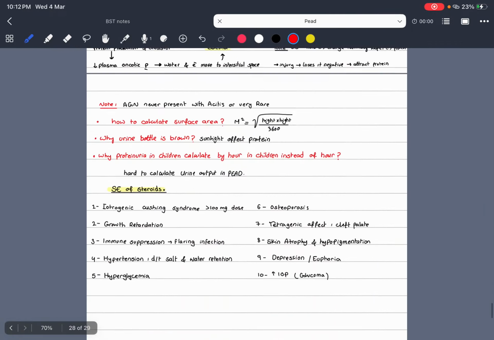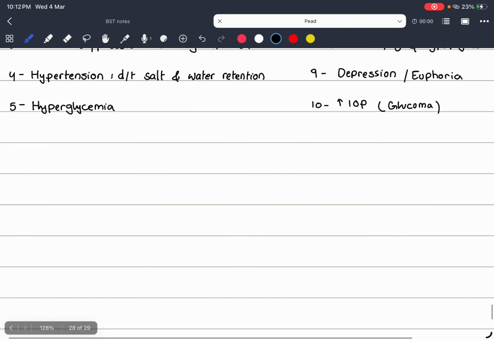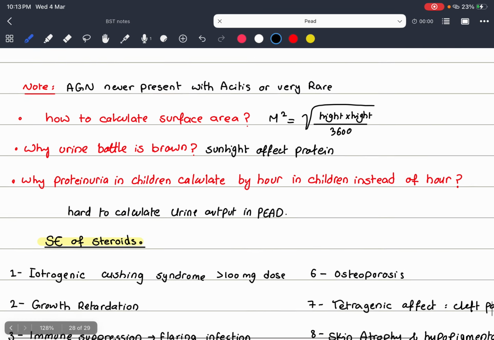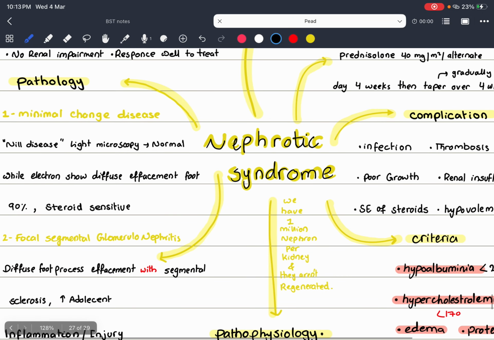Okay, I'm missing some points that just came to my mind: signs and symptoms, and also I wanted to cover another theory for losing coagulation. What happens because of losing coagulation factors? I will add them later, okay? Stay tuned. Coagulation cascade.